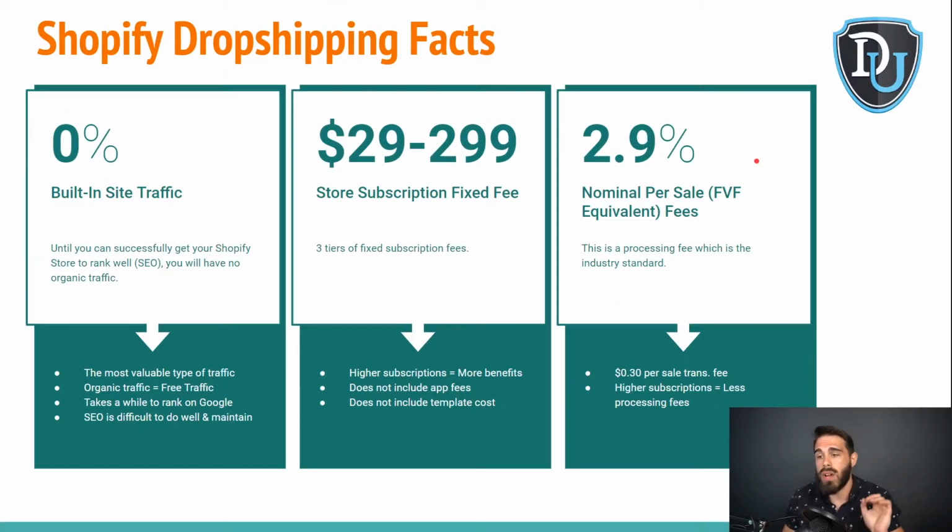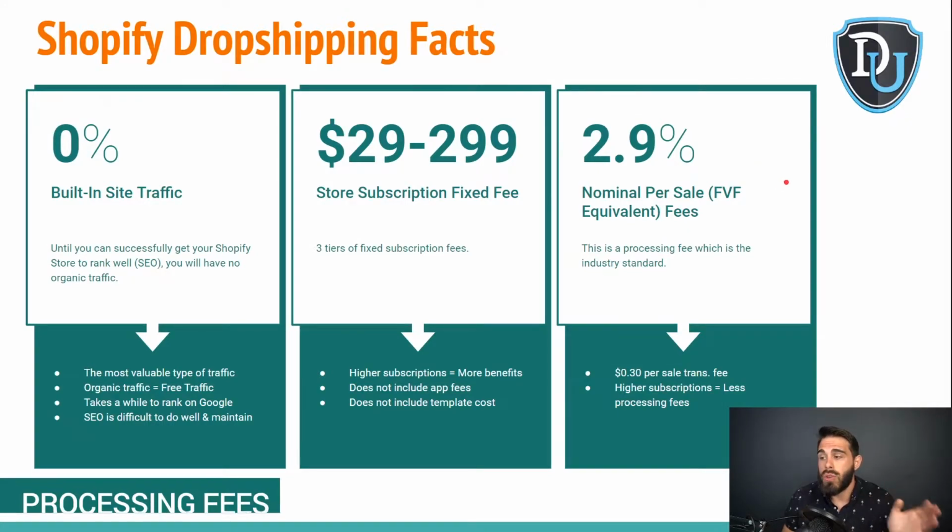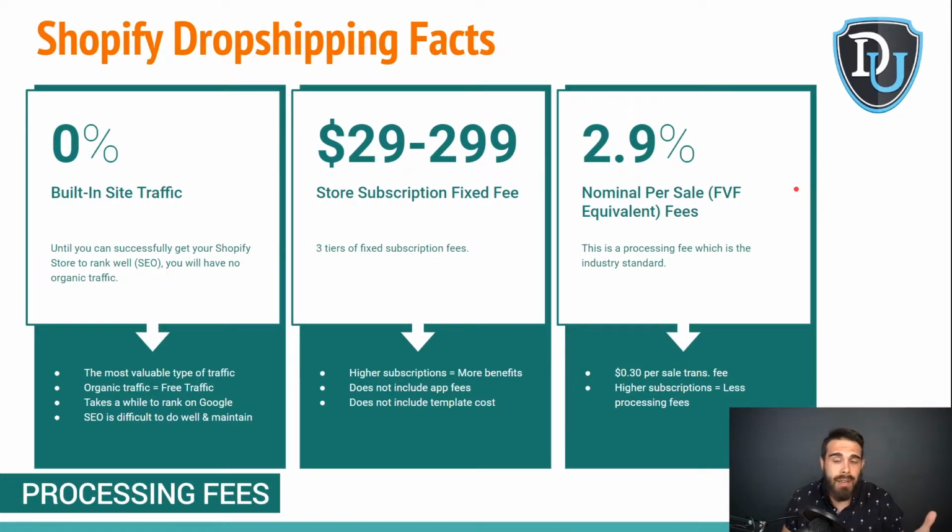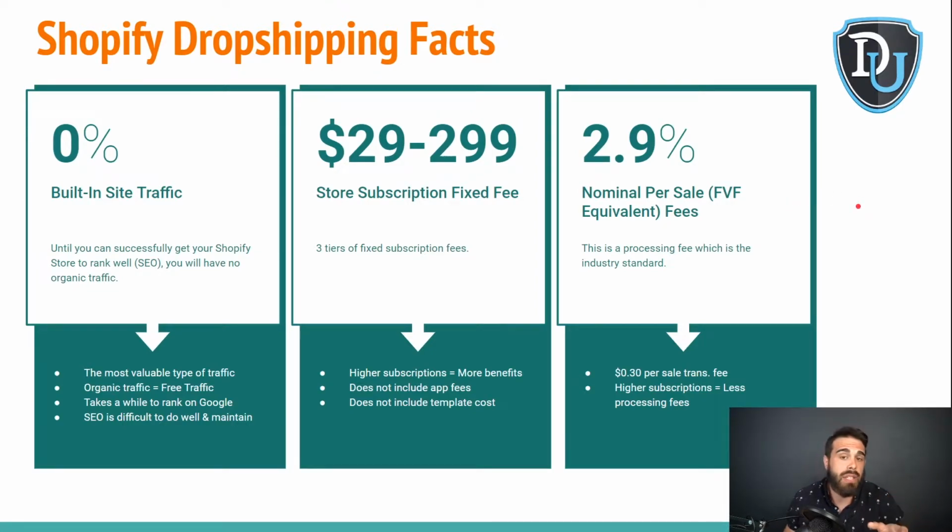The third thing I want to talk about with Shopify is the 2.9% processing fees. These processing fees are kind of the standard in the industry, whether you're going to use Stripe or PayPal or Shopify payments. 2.9% is kind of the status quo these days. Plus you're going to have to pay a per item 30 cent transaction fee.